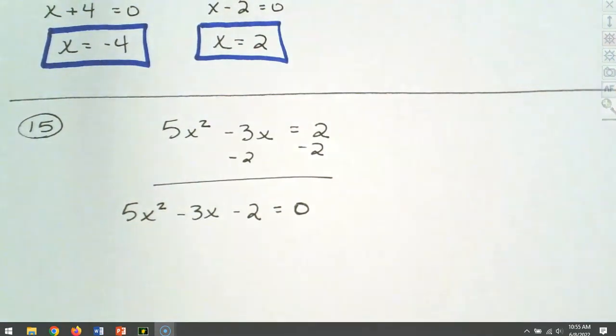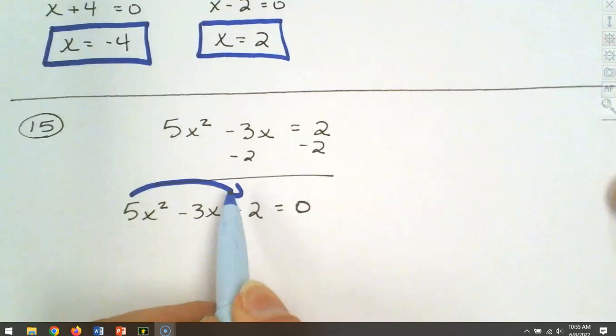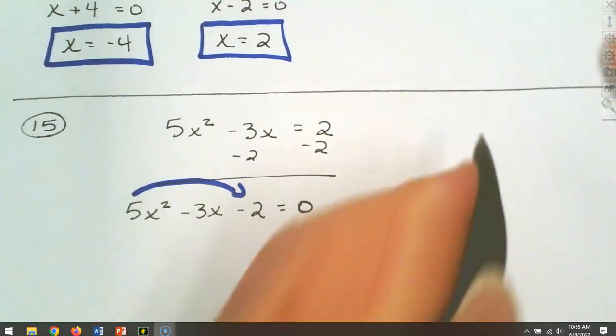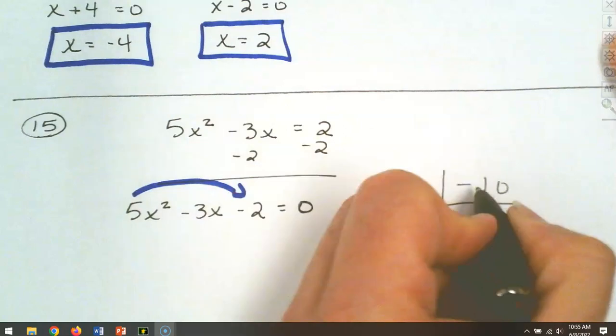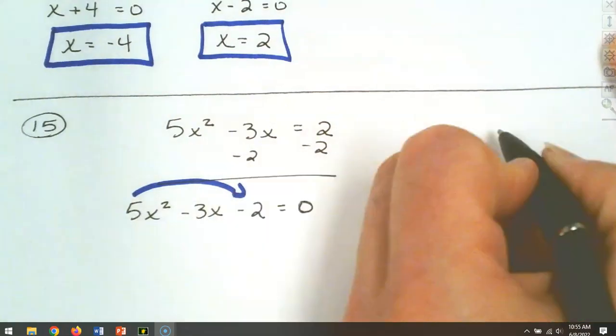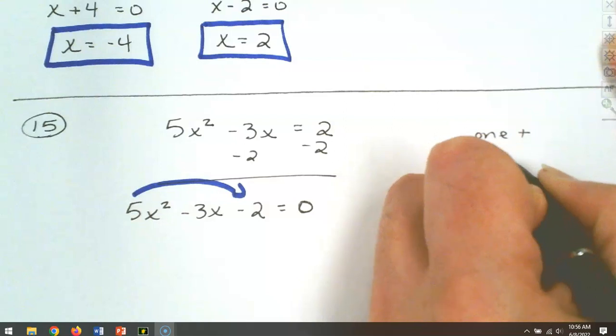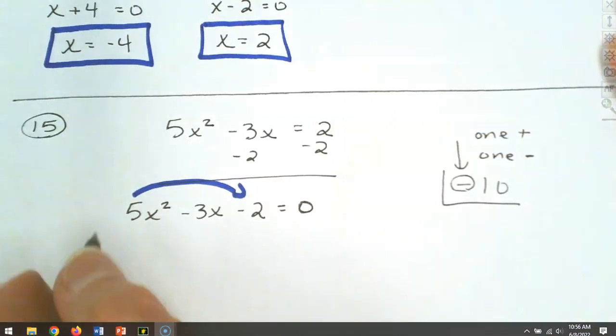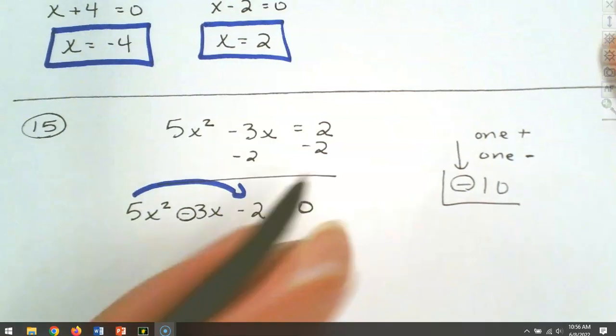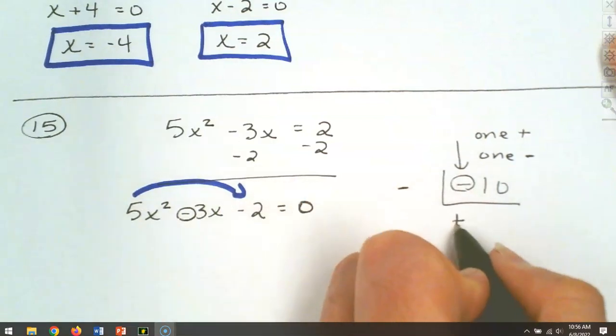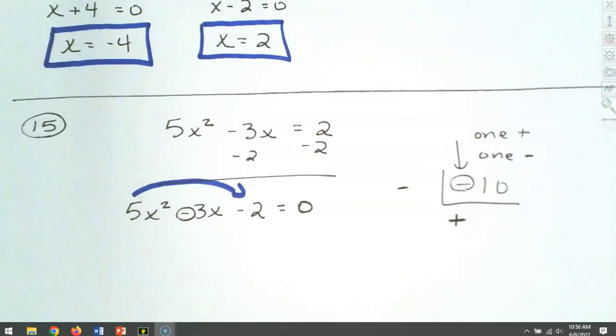This one now is going to have to be broken down by grouping. We're going to do the same process at the beginning, but because of that 5, we're going to have to break this down and factor it by grouping at the end. So the first step is the same. 5 times a negative 2 is a negative 10. And since this is negative, that means that one number is positive, one number is negative. We look in the middle. Middle number is negative. So negative is the larger one, so it goes first. Positive is the second.